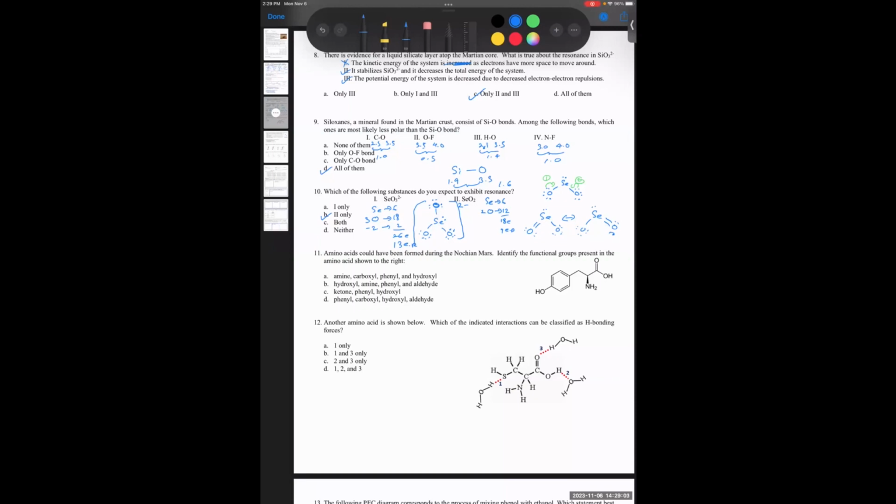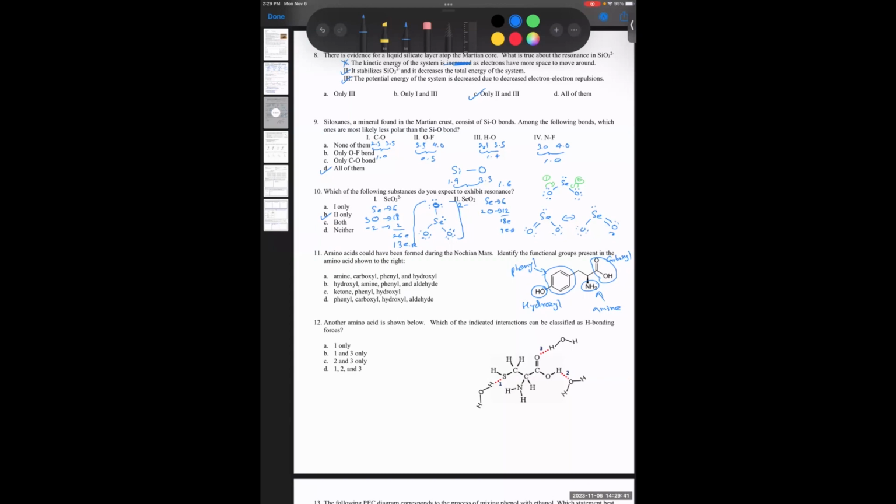Anyway, that's a different story. It doesn't matter to this question, but they're asking us to identify the functional groups present in the amino acid shown to the right. Okay, so we'll do that. We have a hydroxyl group, an amine group, a carboxyl group, and then we have this phenyl group. So these are the 4 functional groups we find in this molecule.